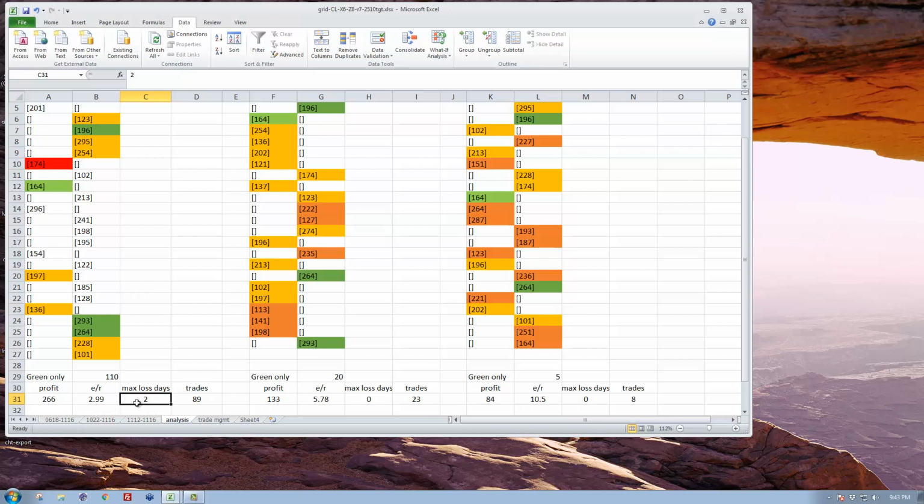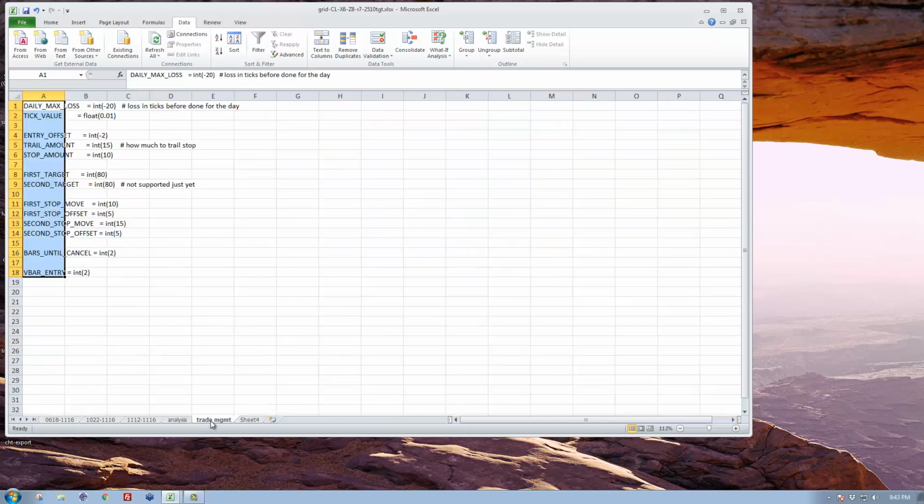2 days. The max loss is $200. The trade management is listed here: minus 20 ticks is the daily max loss. The trade management is important because the different codes work differently depending upon how the market is behaving. So the entry offset is -2, the trail amount is 15, the stop amount is 10. The target is 80 ticks out.